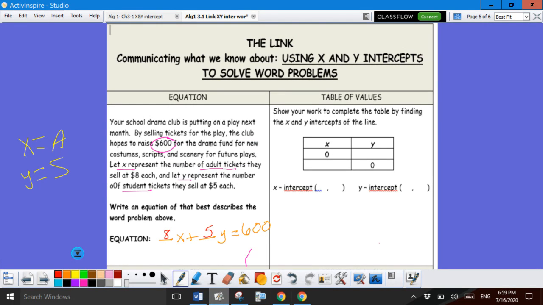All right, the next slide is asking us to calculate the x and y intercepts. If you remember this from yesterday, it's just a matter of substitution. Remember, in the x-intercept, the y is 0. In the y-intercept, the x is 0. So I have 8x plus 5 times the 0 is equal to 600, and I have to figure out what x is. I have the same thing over here, but this time the equation looks like this. Take a second and figure out what your x is and what your y is.